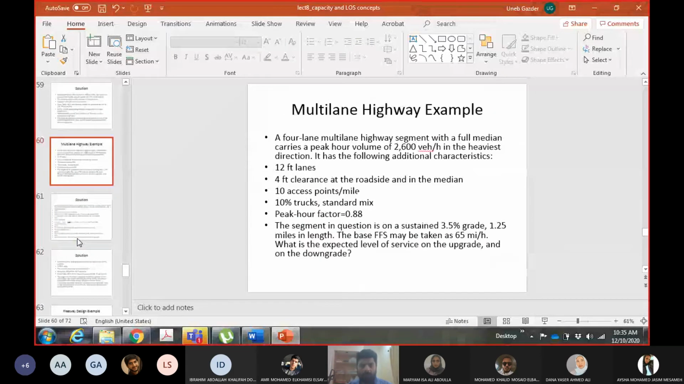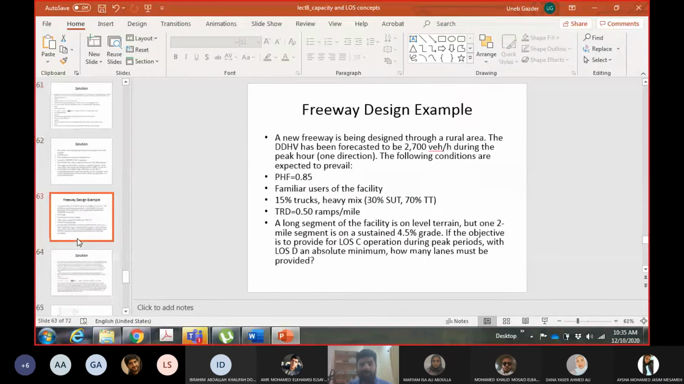This was the one we did, right? Okay, now design example. Freeway design example. In the freeway design example, basically we are trying to find out the number of lanes. Okay, so DDHV is given.